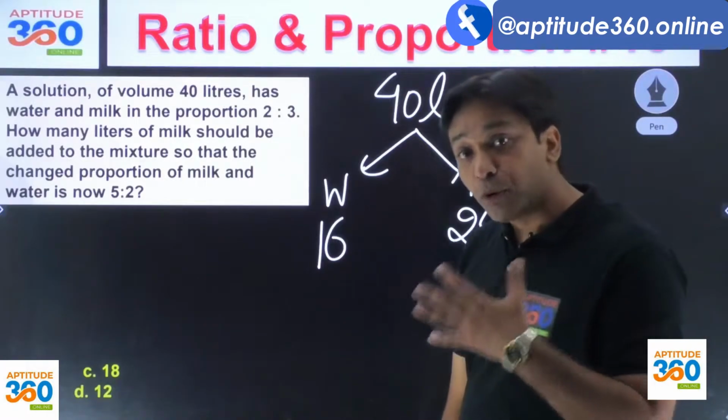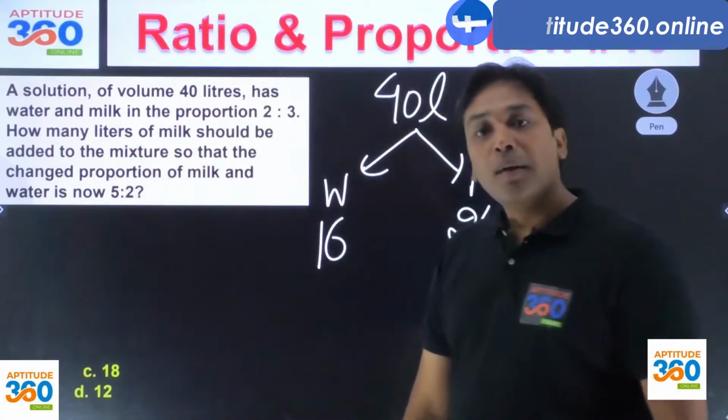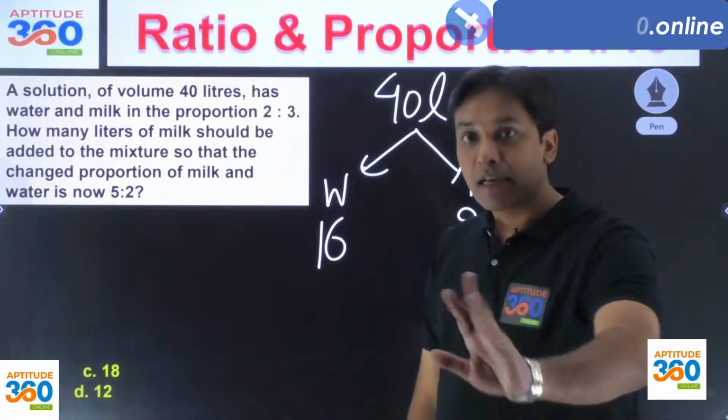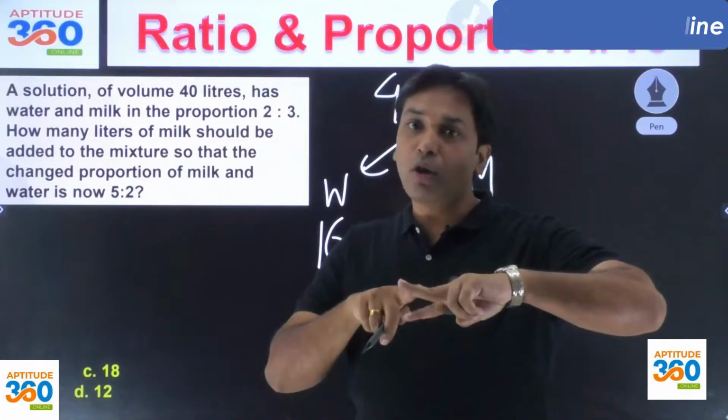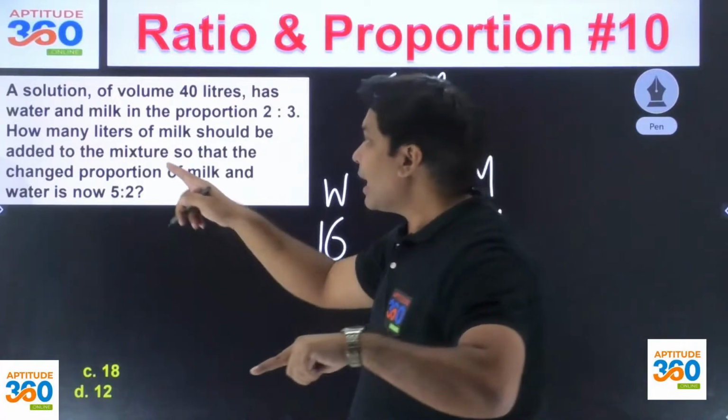Now what is the problem? How many liters of milk should be added? Milk को add किया, water जितना है उतना का उतना ही है, isn't it? अब आप ये देखना कि अगर water और milk है तो दोनों में से एक ही मिलाएगा वो. अब वो मिला क्या रहा है यहाँ पे?